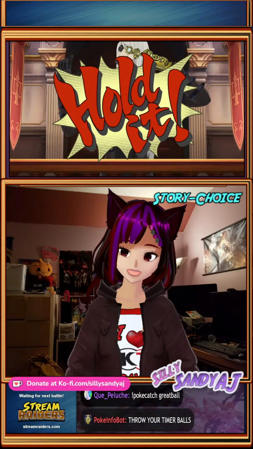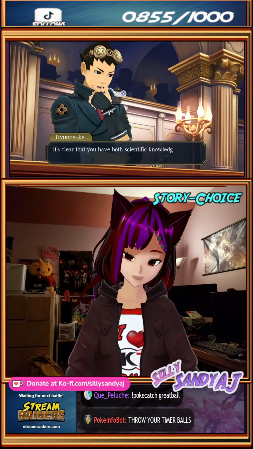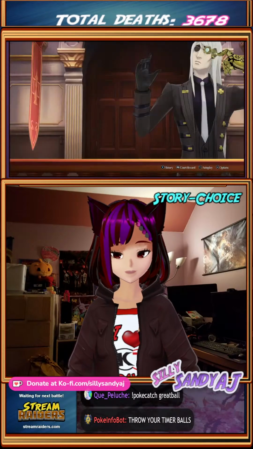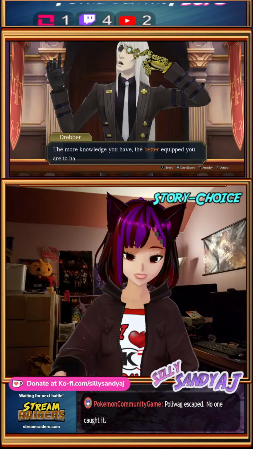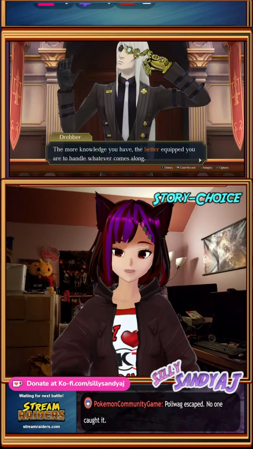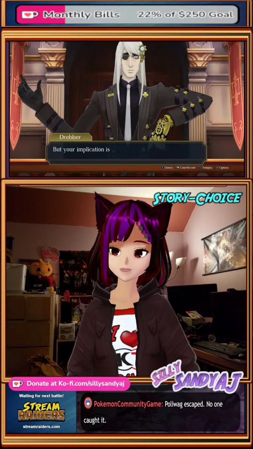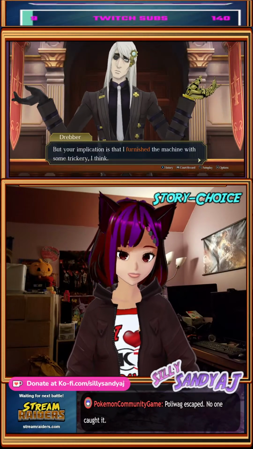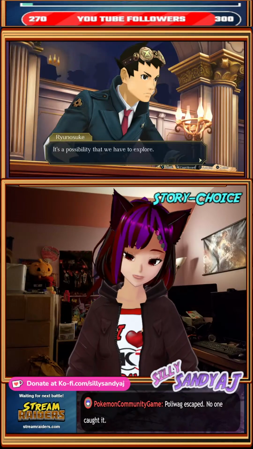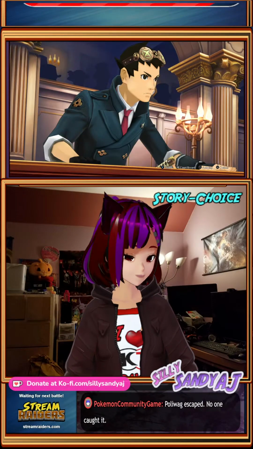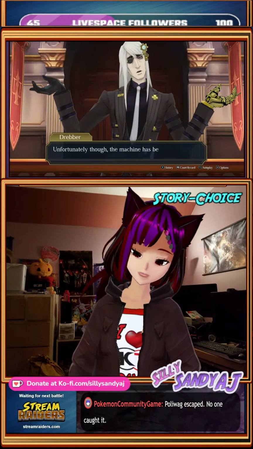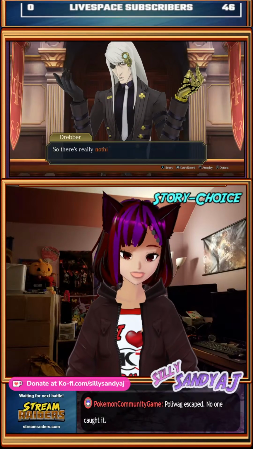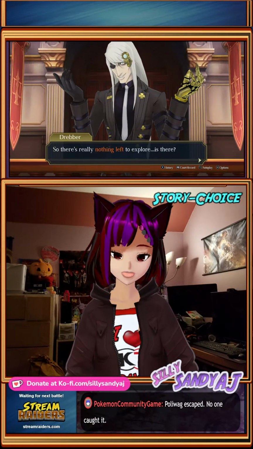Hold it! It's clear that you have both scientific knowledge and knowledge of conjuring magic. However, the more knowledge you have, the better equipped you are to handle whatever comes along. But your implication is that I furnished the machine with some trickery, I think. It is a possibility that we'll have to explore. Unfortunately, though, the machine has been blown to Kingdom Come. So there's really nothing left to explore, is there?